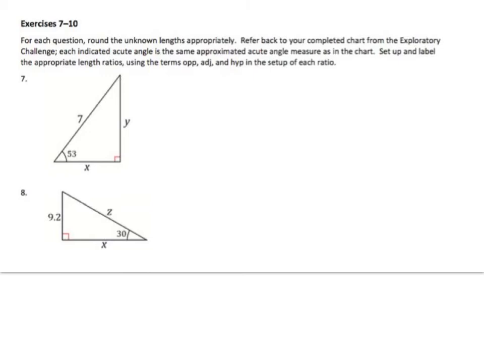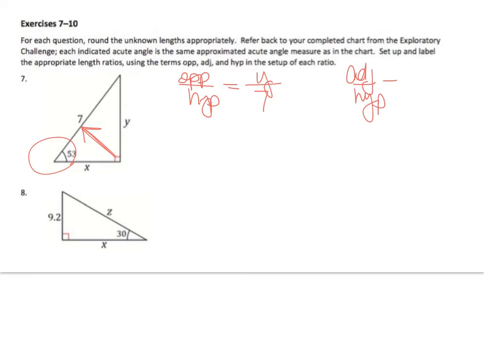So I need to set up a ratio with x and y in it. So let's look at it. And our acute angle that we are referring back to is 53. And just so we mark it, there's our hypotenuse. So if we write opposite over hypotenuse, that would be opposite of angle 53, which is y over 7. And then adjacent over hypotenuse, that would be adjacent to angle 53, which is x over 7.